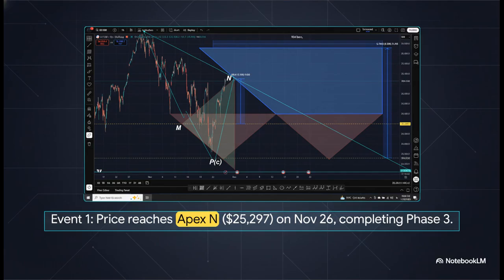And wow, things got moving fast. Just 5 days later, on November 26th, the price shoots up and hits this point right here, labeled Apex N. In the market DNA method, that event completes phase 3. And it's super important to notice that the price rallied straight to this point. It never dipped down to hit that optional P of C entry level.